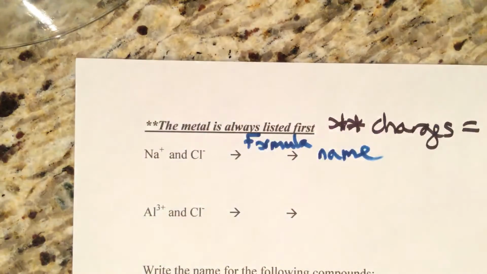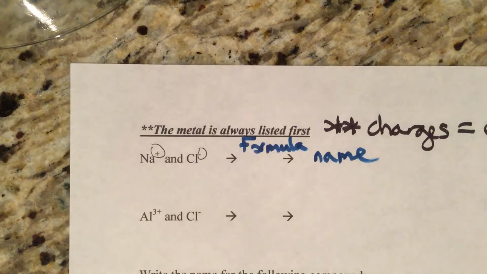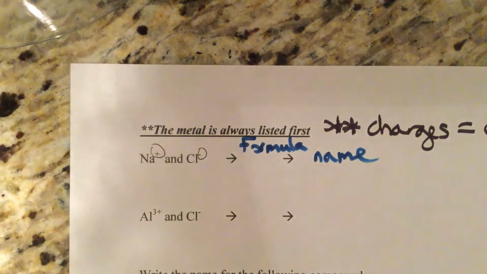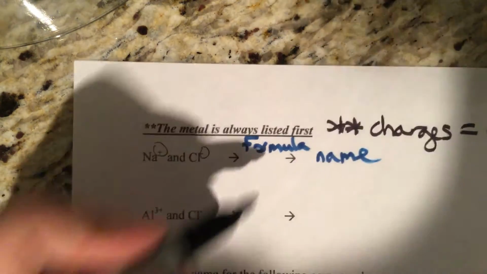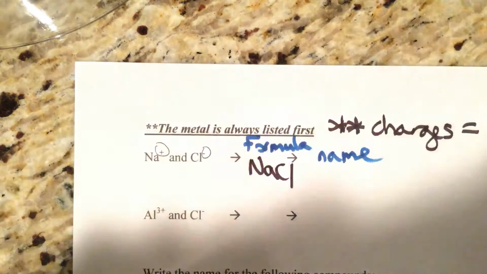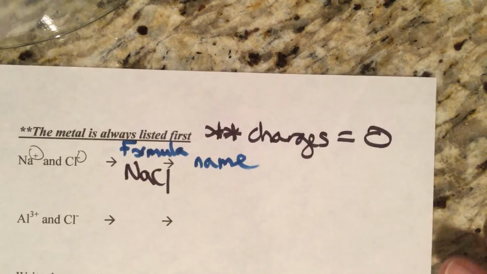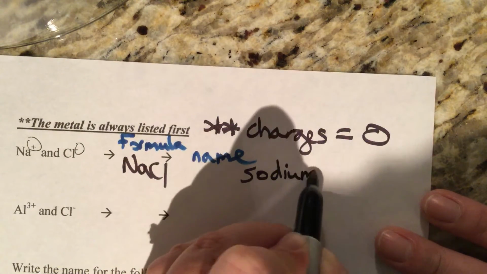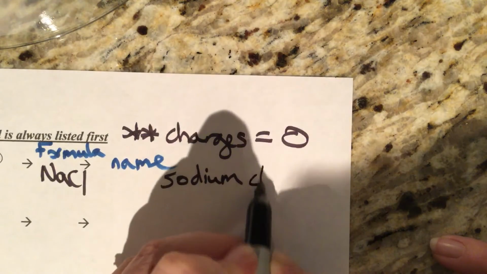So when I look at these, I have a +1 and I have a -1. Positive minus negative equals 0, so we're good to go. We don't have to add any sodiums or any extra chlorines to make it 0. So this is simply going to be NaCl. Simple as that. And then the name, the rule is the metal always goes first, so we're dealing with sodium, and then the non-metal gets that -ide ending.